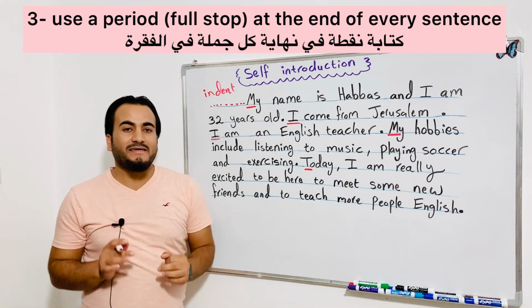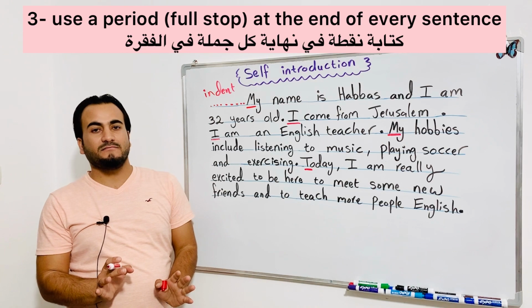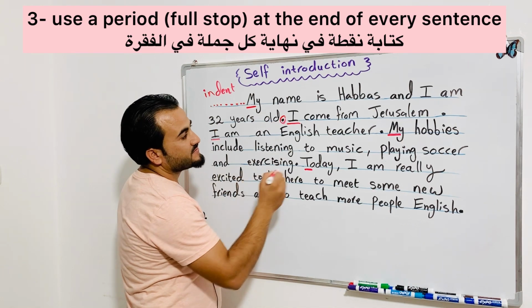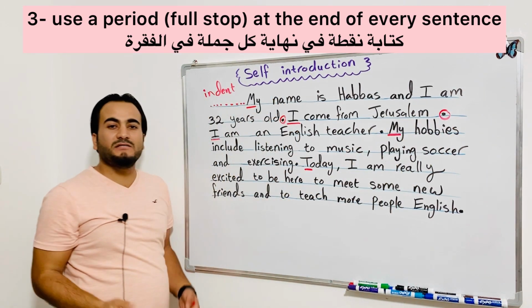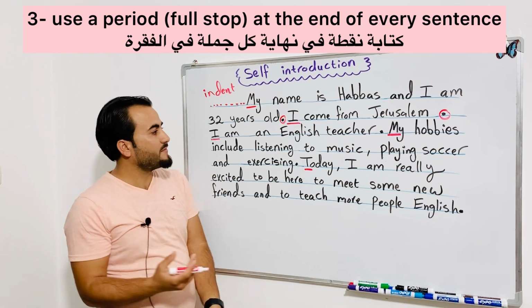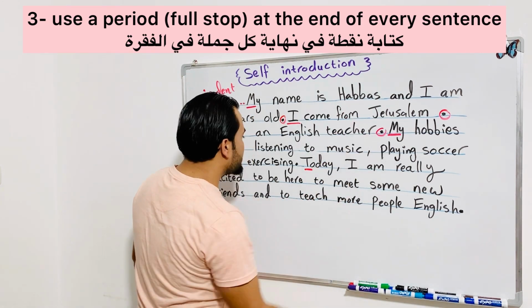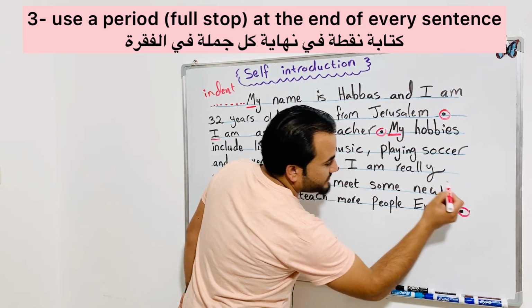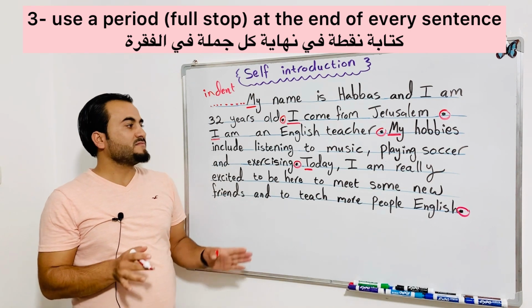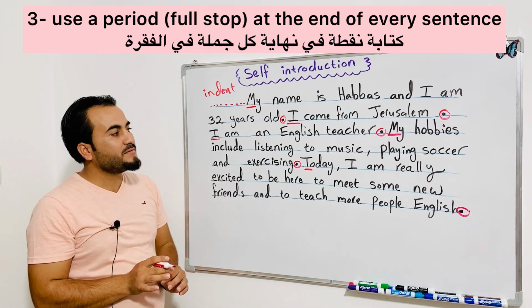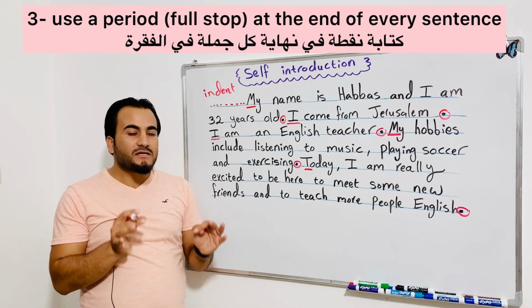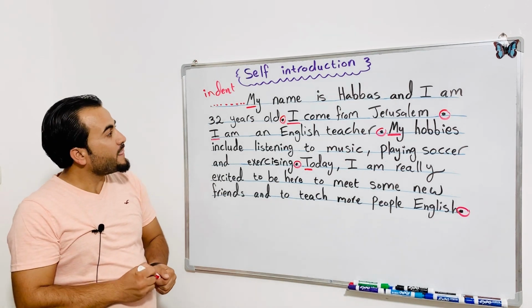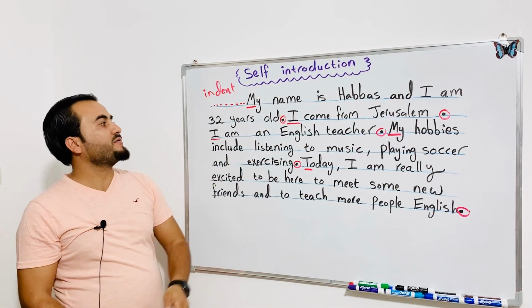Then we have to use a period at the end of every sentence. So here we have a period. Here we have a period. Period means full stop, okay? Full stop. And here we have a full stop. And here we have one. And here we have one. So we have to use a period or a full stop at the end of every single sentence. Okay, very nice.